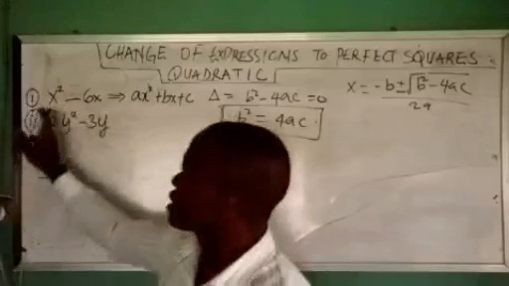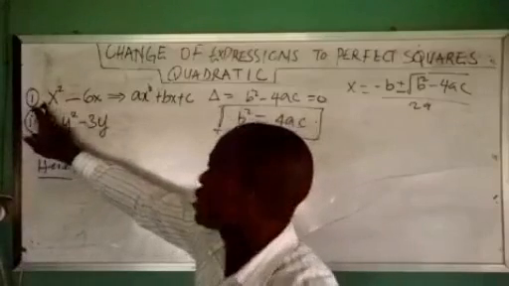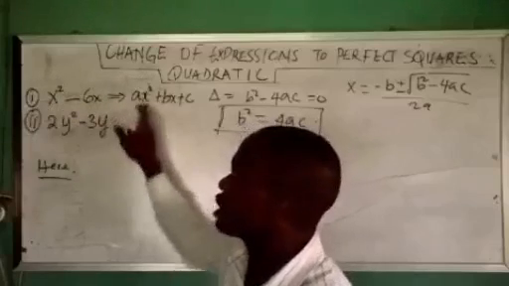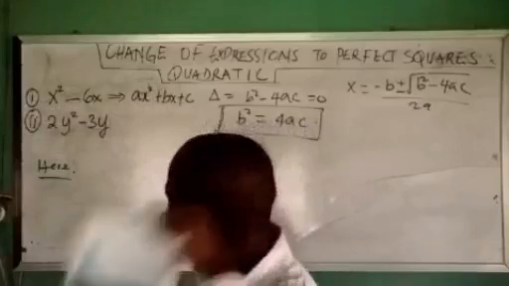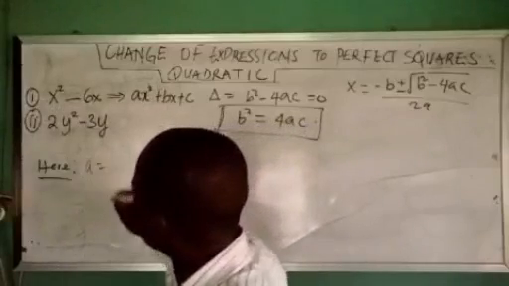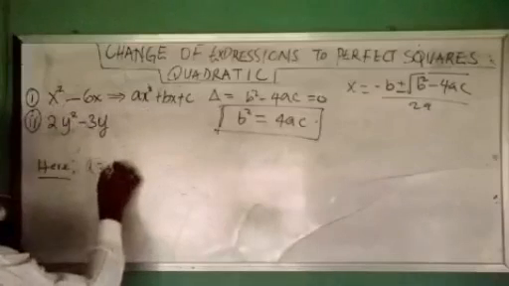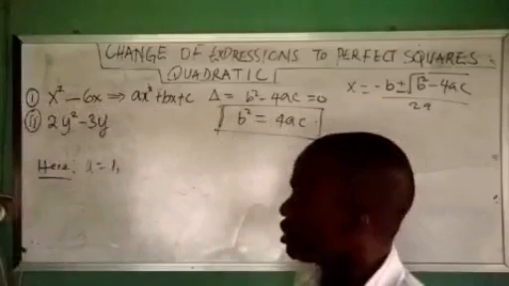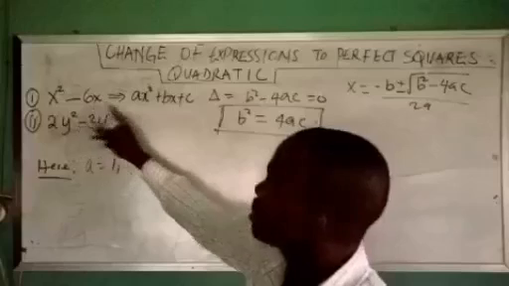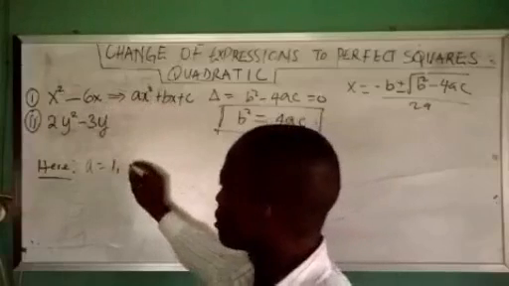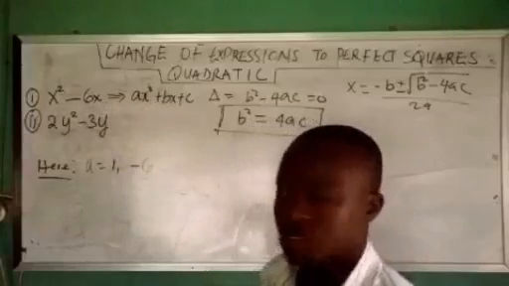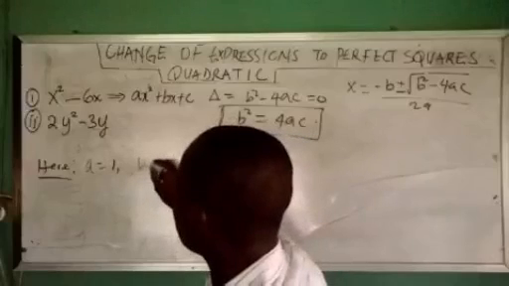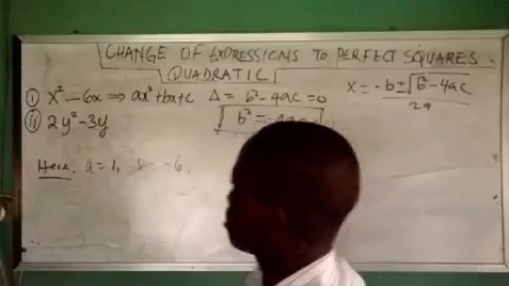The coefficient of x squared here is what? It is 1. So a equals 1 if you compare this and this. Understand? And the coefficient of x here is what? Minus 6. The coefficient of x is minus 6, which is our b. That is, b equals minus 6.